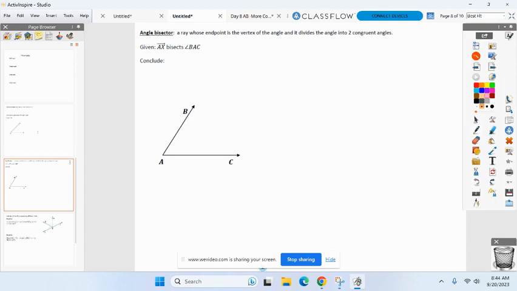All right, now take your compass, put it on one of those points of intersection, and you're going to make another arc right above. Make sure you put your compass point not on vertex A, but on one of the points of intersection, and make an arc above your first one.